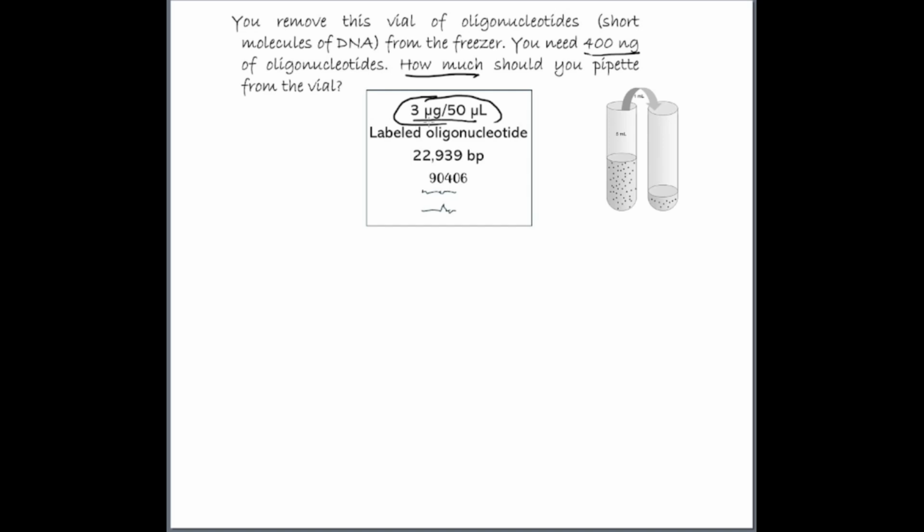So either the 3 micrograms needs to be converted to nanograms, or 400 nanograms needs to be converted to micrograms, which is what I'm going to do here, and say that 400 nanograms equals 0.400 micrograms. Now, to me, the easiest way to understand this is to set it up as a proportion. So I say, well, if 3 micrograms is present in 50 microliters, put my equal sign and my line, what is to what?